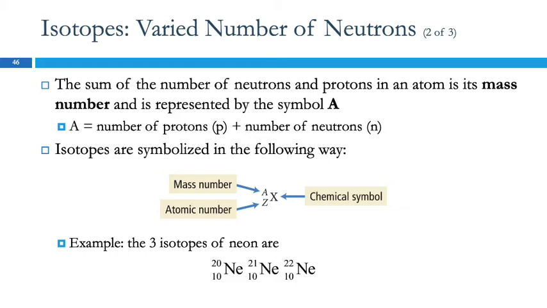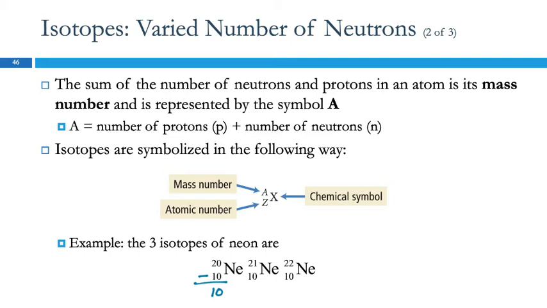I used to have a hard time remembering which one goes on the top and which one goes on the bottom. So this is what made sense to me. If you take the mass number and subtract the number of protons, you get the number of neutrons. So it's like sitting there ready for you to do the subtraction. The mass number is protons plus neutrons. The atomic number is just the protons. If you subtract, you get the number of neutrons.